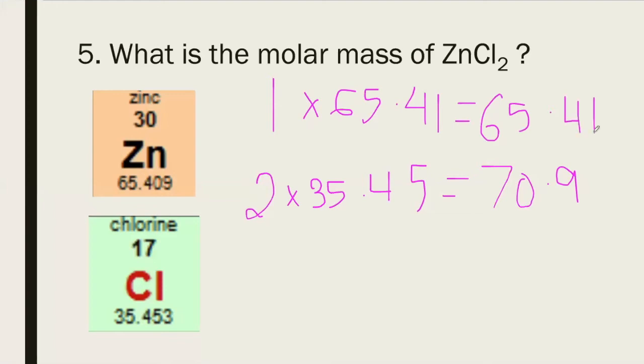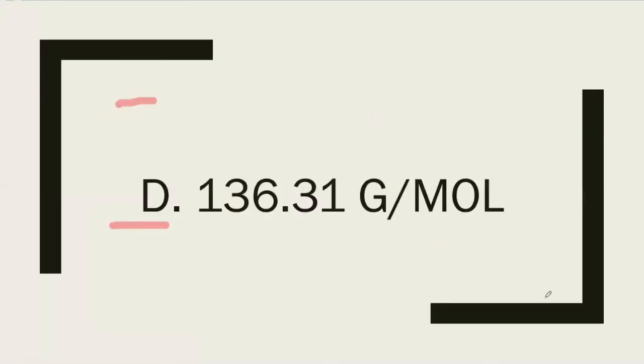So add that together. So we have 70.90 plus 65.41 will give us 136.31. So the answer is D, 136.31 grams per mole.